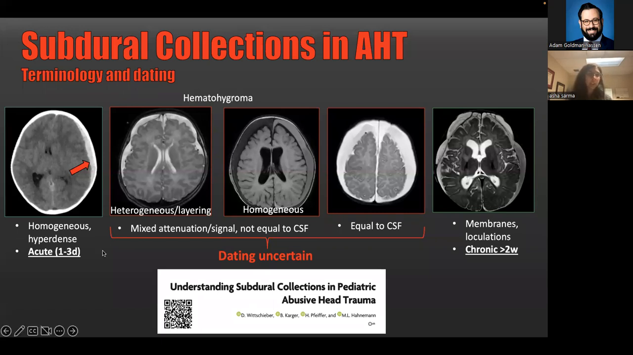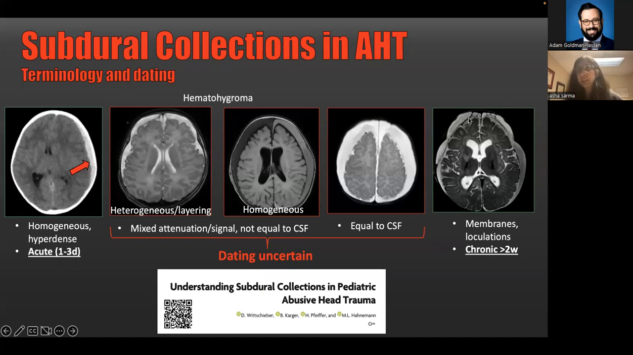So basically the punchline of this is that there are only really two scenarios where you could provide confident dating if you had to. A homogeneous hyperdense subdural collection, or if you're analogizing to MR, a uniformly T2 hypointense collection, is an acute collection that resulted from something that's happened within the last 1 to 3 days. The other scenario where you could provide more confident dating is if you see membranes.